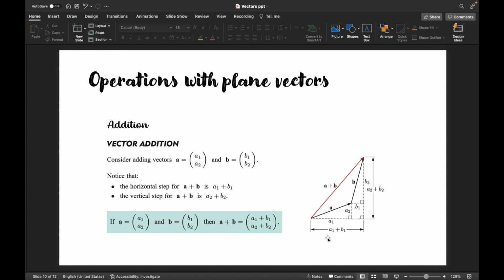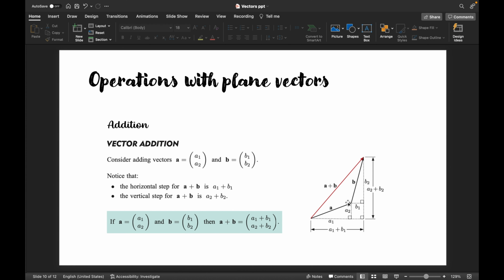And this is the diagram. You can look at it. So if this is A and this is B, then the resultant addition would be this. This is A plus B. And now the x component of this would be a1 plus b1.